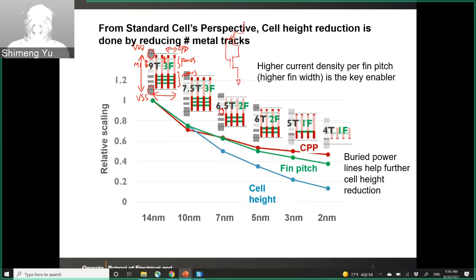So if you think about the inverter, the ground VSS and the power supply VDD are top and bottom. And then for the input, you may have some contact via somewhere here, and for the output, you may have some contact via here. So those may occupy half track.